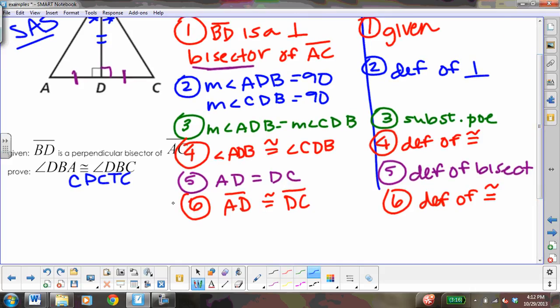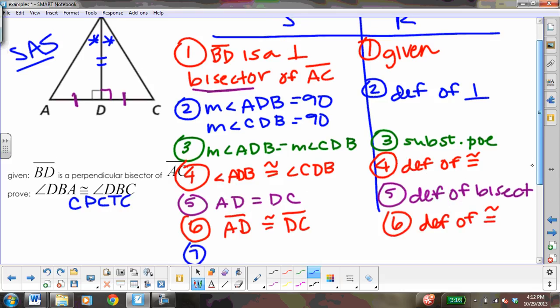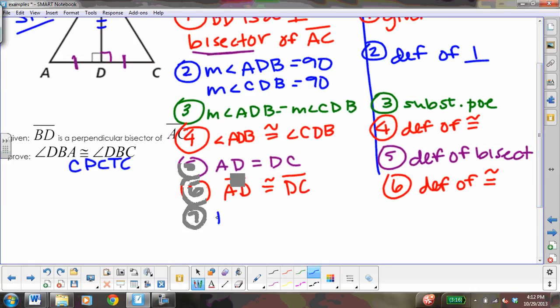And the last thing I need to say is my second congruent segment, which would be BD is congruent to itself. And that's the reflexive property.